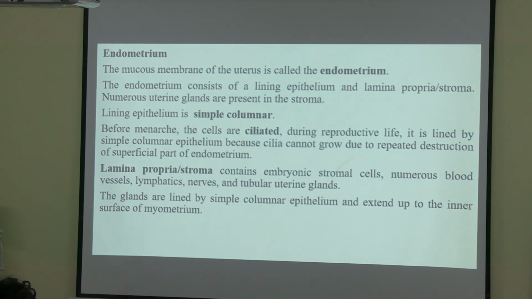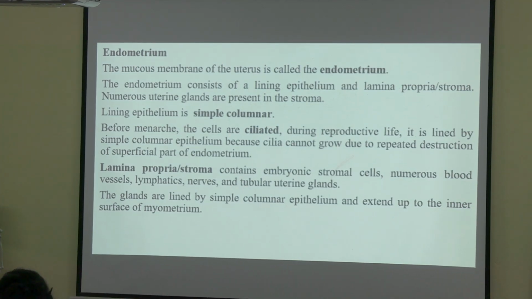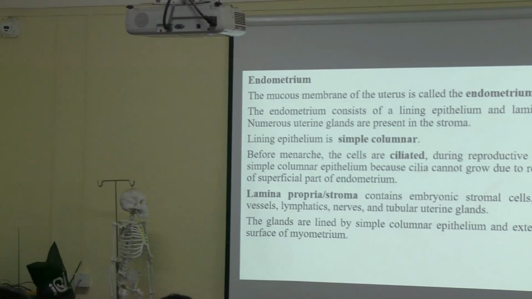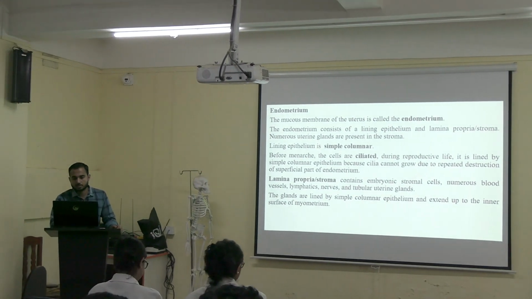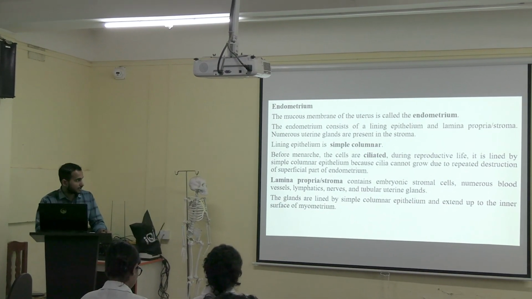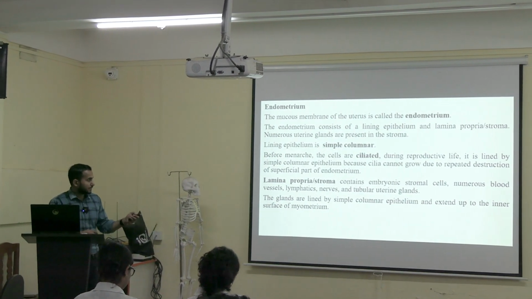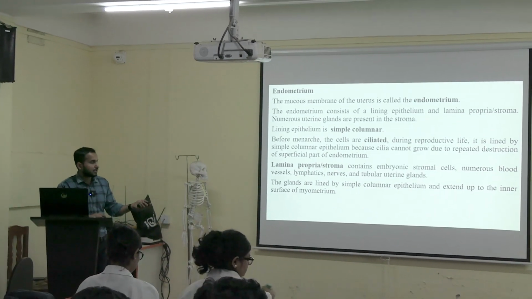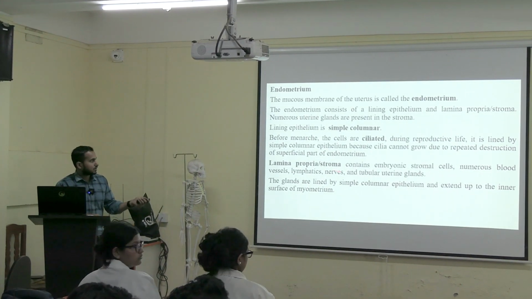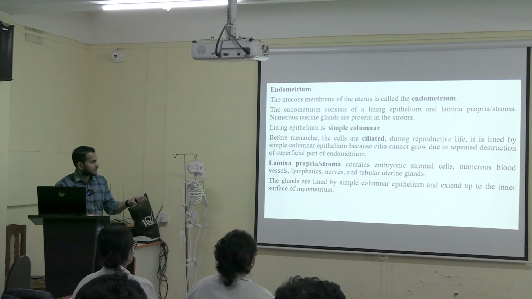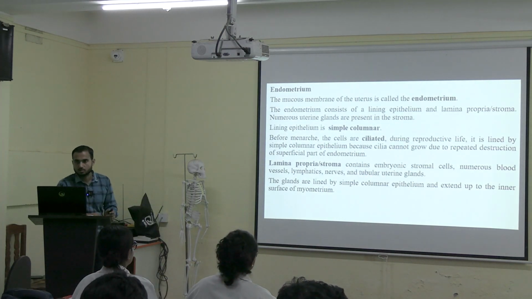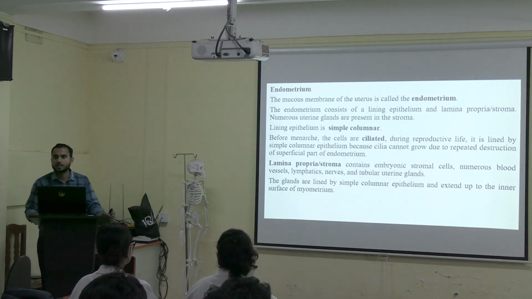Okay, in the endometrium, the epithelial lining is simple columnar epithelium. Before menarche it is ciliated, but after that, due to gradual destruction or shedding of the endometrium, it becomes only non-ciliated simple columnar epithelium. Next, the lamina propria is there, also called the stroma. In this stroma of the endometrium, we get numerous blood vessels, lymphatics, nerves, and most important, uterine glands are present. Okay, uterine glands are present in the endometrium.